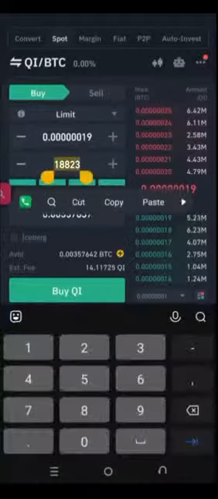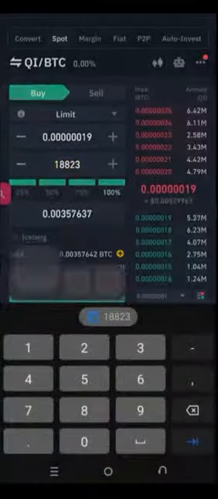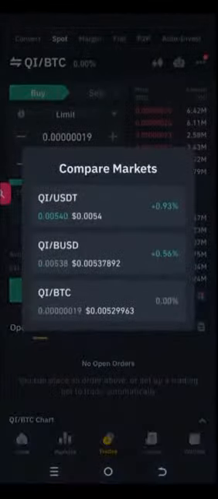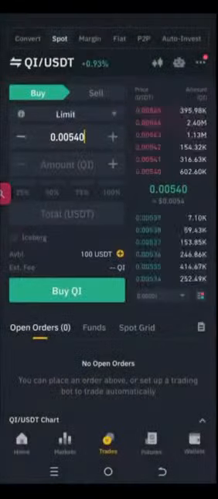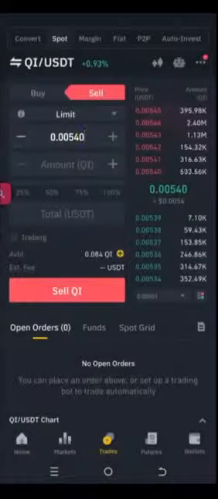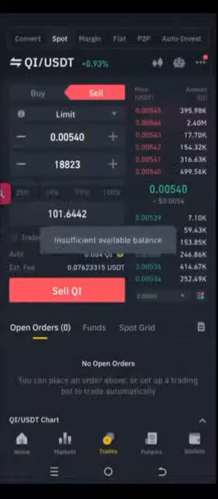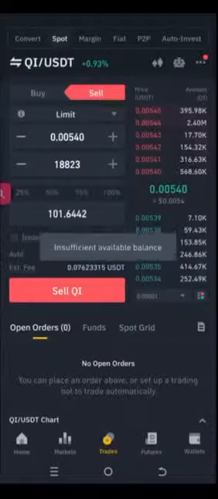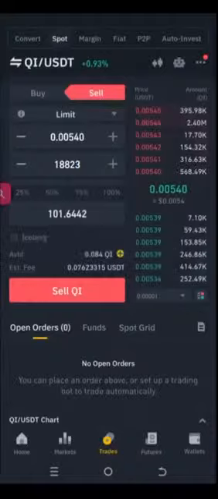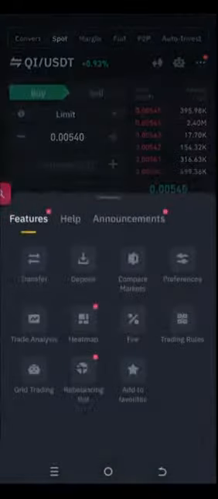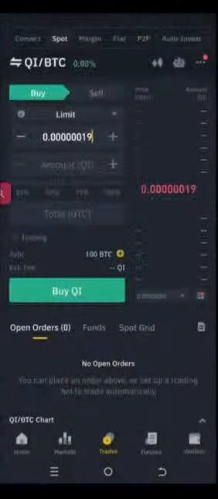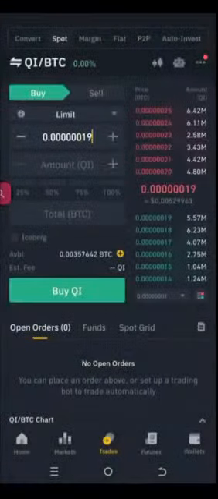Let's copy that and then let's go to compare markets and then click on the USDT. So if I try to sell, what would I get? Let's see what I make in profit. Okay, same amount, 1.6%. That's $1.64. So let's just go with this, right? Let's go back and try to see whether if we buy QI BTC, we will be able to make this.